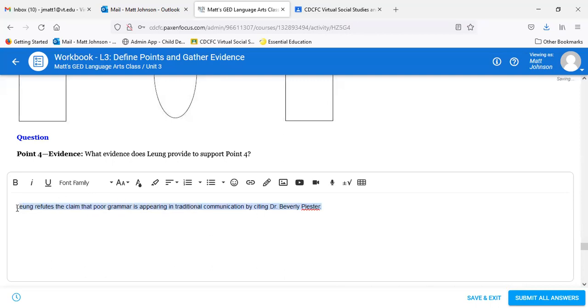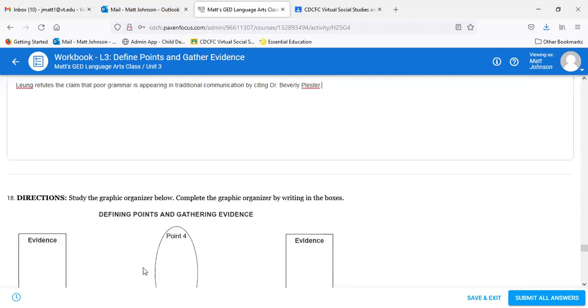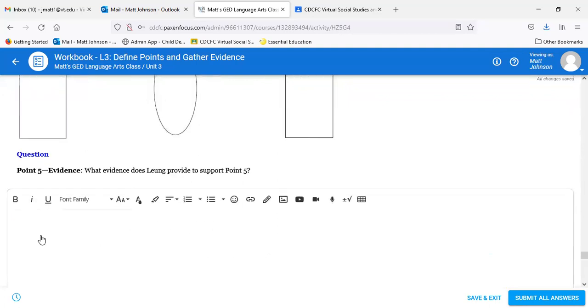And this is kind of a shorthand for us. If you were to write about that in your passage, you would actually want to give a little explanation of what Dr. Beverly Plester says. But here, for our purposes, since we've already read it and this is for our own notes, we'll just move on. So, Leung refutes the claim that poor grammar is appearing in traditional communication by citing Dr. Beverly Plester. So that was the claim, and then she shows us that, nope, that's not happening yet. So we have that in both.